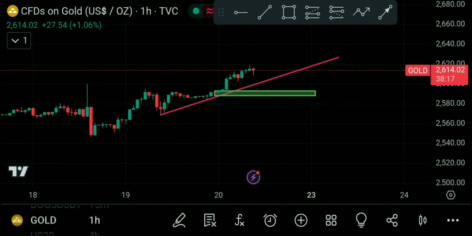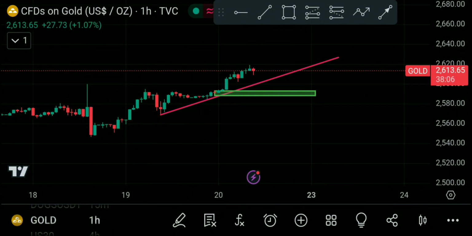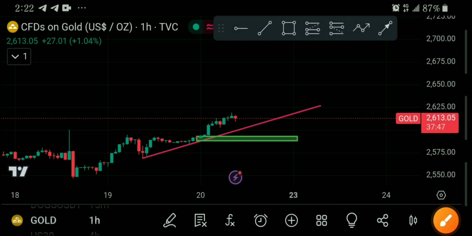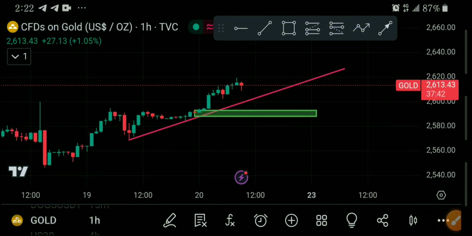I'm just trying to let you know that when you're drawing your trend line, to validate the trend line, you should at least touch 2 points. You can see it touches here, this place here, and here. So to make sure that your trend line is drawn correctly, you have to make sure that it touches 2 areas. So we've drawn our trend line, we've drawn our support.